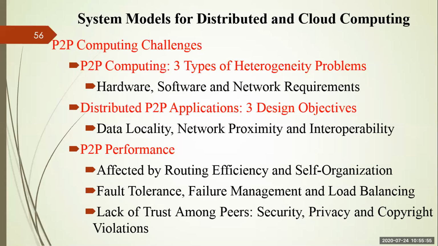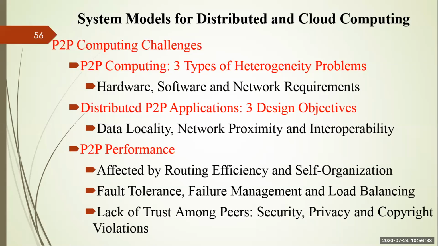And if you go for distributed P2P applications, you have to focus on 3 design objectives. First one is data locality. As the computers are not present in a single location, data should be available in a local place so that you can execute some kind of work in a particular system, right? Second, network proximity: how close one computer system is to another. Third, interoperability. You have to focus on these 3 design objectives whenever you are talking about distributed P2P applications.